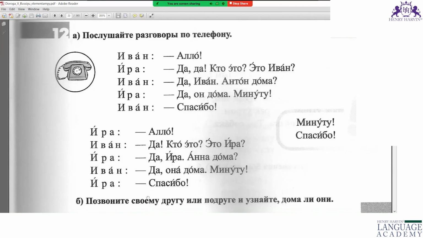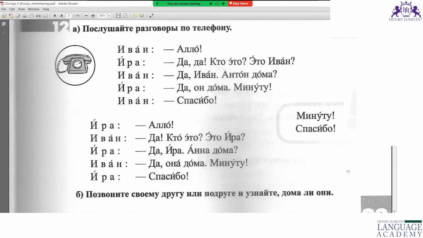Okay. So here we have 2 conversations. Vera, you will be Ivan, and Padmapriya, you will be Ira. Hello. Да, кто это? Это Иван? Да, Иван. Антон дома? Да, он дома. Минуту.